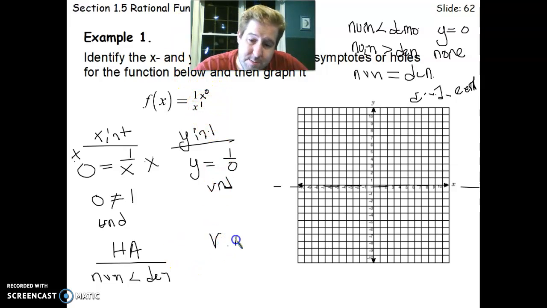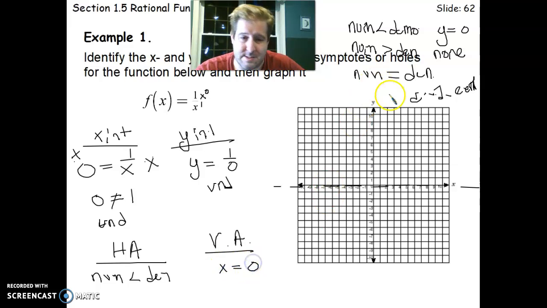For vertical asymptotes, well, vertical asymptotes exist because you can never have a denominator of 0, because you can never have anything divided by 0. So what you do is you take whatever the denominator is and you set it to 0, and that would be the vertical asymptote. Now, this is just the parent function.